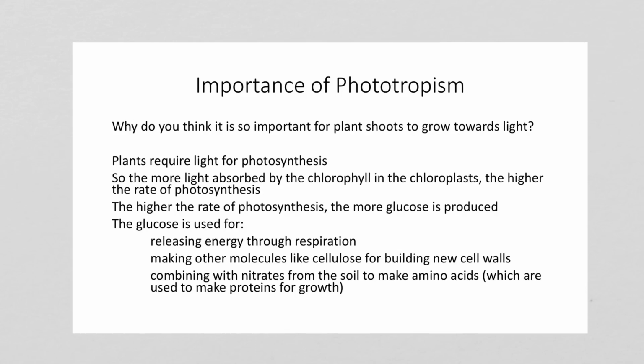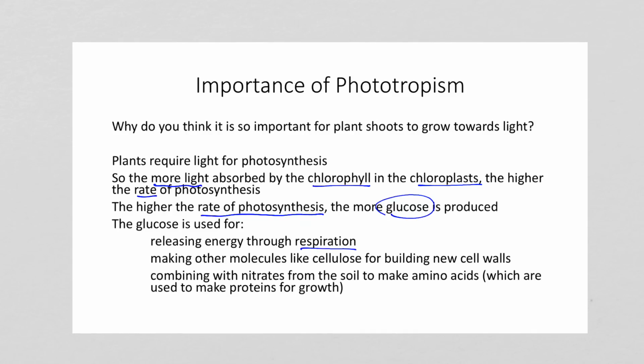Okay, let's go through step by step. There's quite a lot you could say here. Plants need light for photosynthesis, we know that. The more light absorbed by the chlorophyll in the chloroplasts, the higher the rate of photosynthesis. The higher the rate of photosynthesis, the more glucose you're going to get. And that glucose is used for a whole bunch of things. If you remember back for B4, there was a worksheet where you had to do the uses of glucose, all kinds of things, releasing energy through respiration, either aerobic or anaerobic.